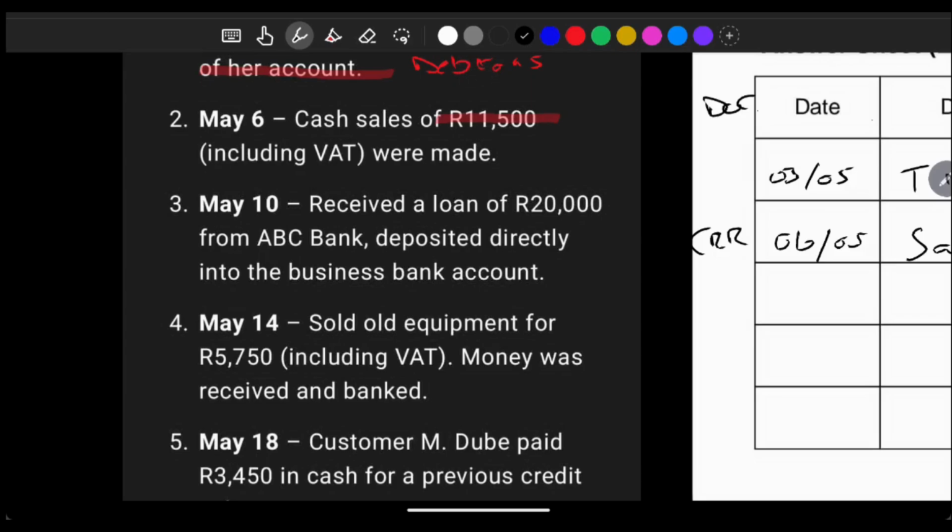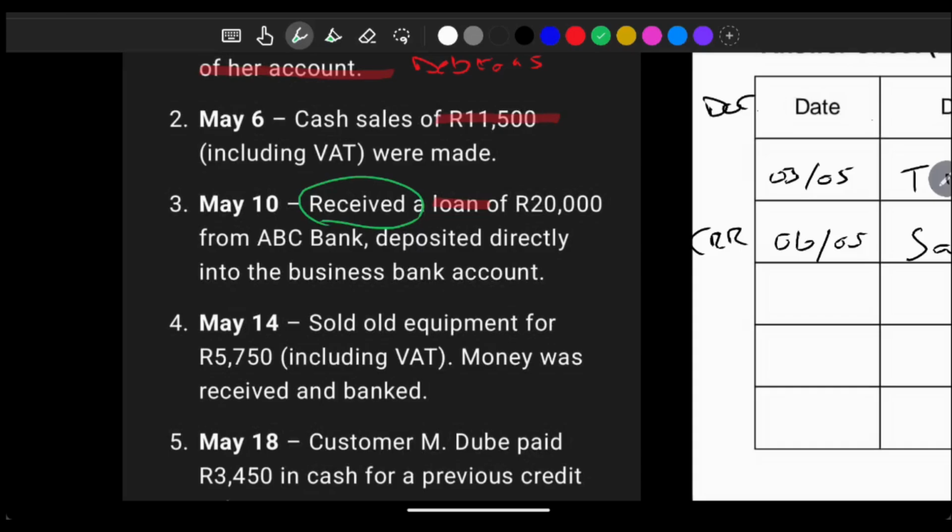May 10, received a loan of 20,000 from ABC Bank, deposited directly into the business bank account. Now, loan, yes, is a liability. It is a liability, correct. But at this point in time, we are receiving it, right? It is that first day whereby we get the loan, right? And then after we've received that loan, when we start paying it back, that's when we have the liability and we start paying down the liability. But here in this initial moment, at this initial time, we've received the money, right?